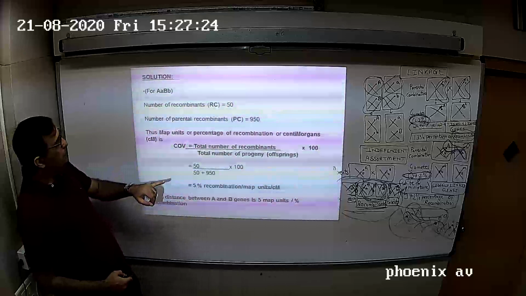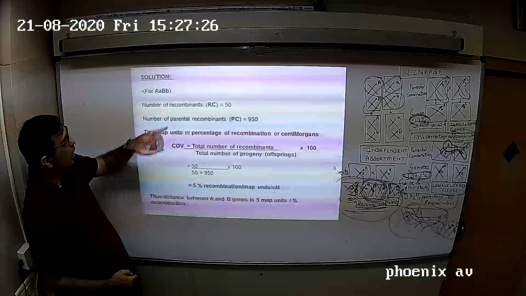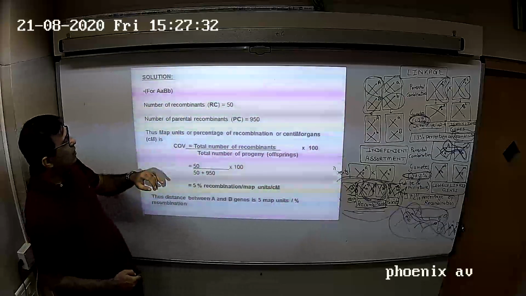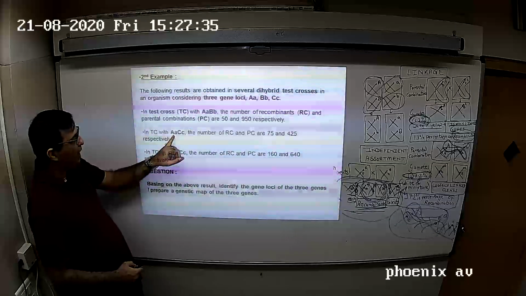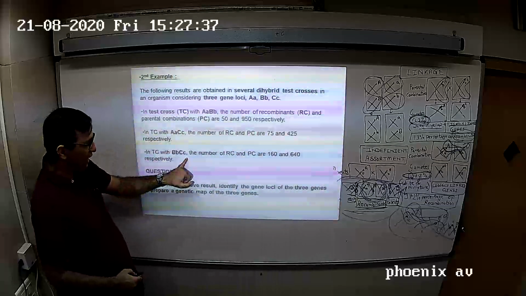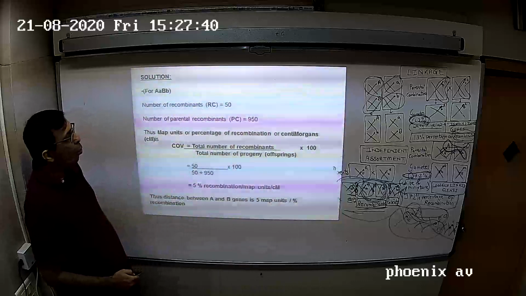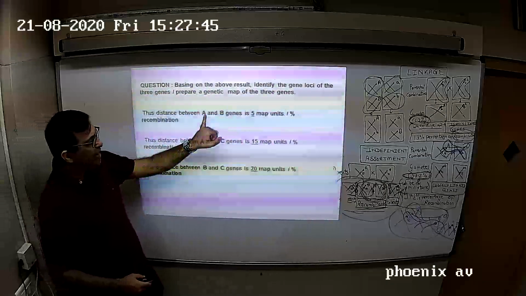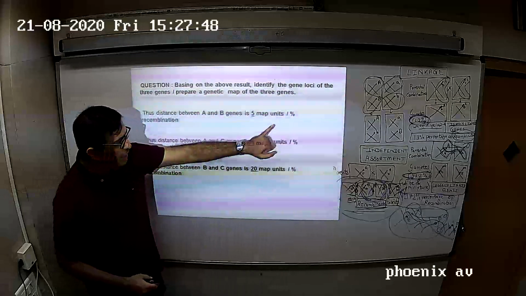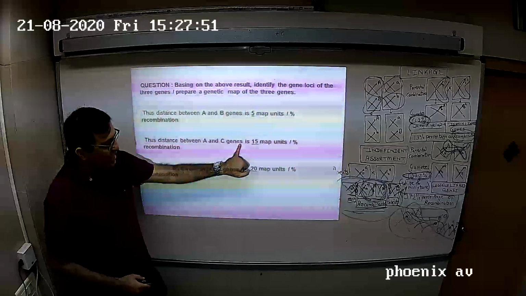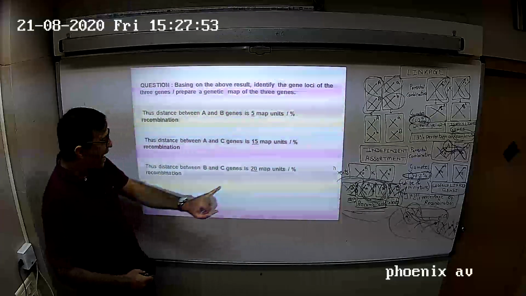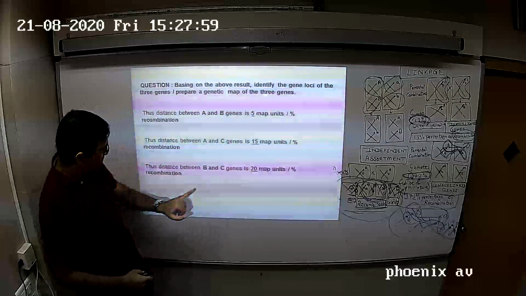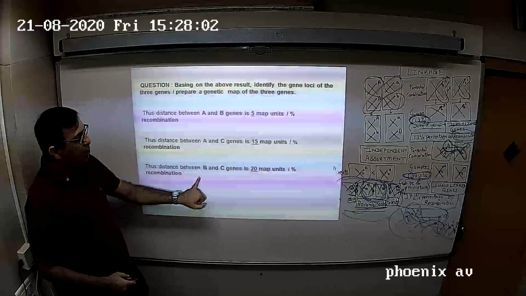Similarly, for capital A, small a, we do it for all three, and what do we eventually get? We get that the distance between A and B genes is 5 map units. The distance between A and C is 15 map units, and the distance between B and C genes is 20 map units, or percentage recombination, or centimorgan.